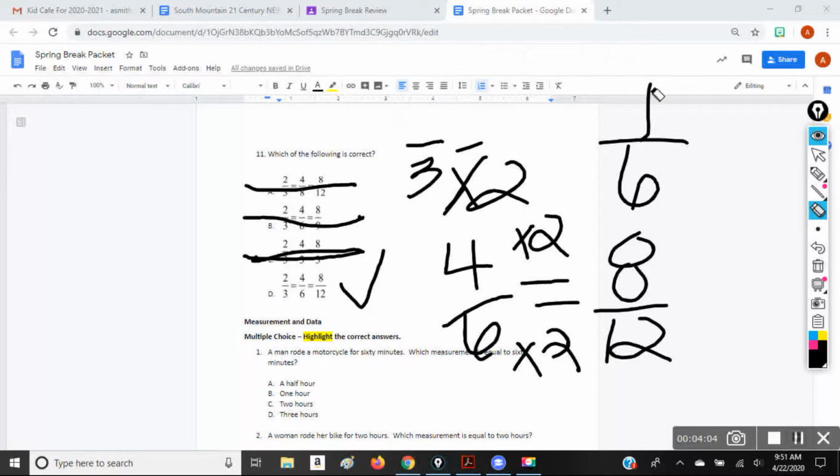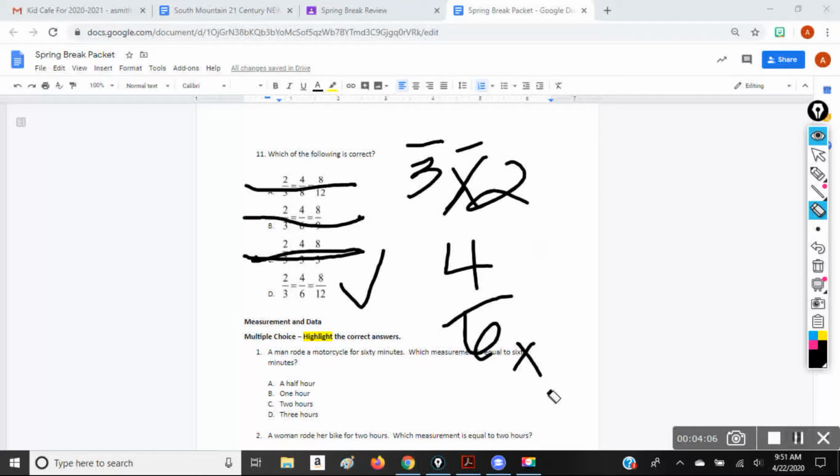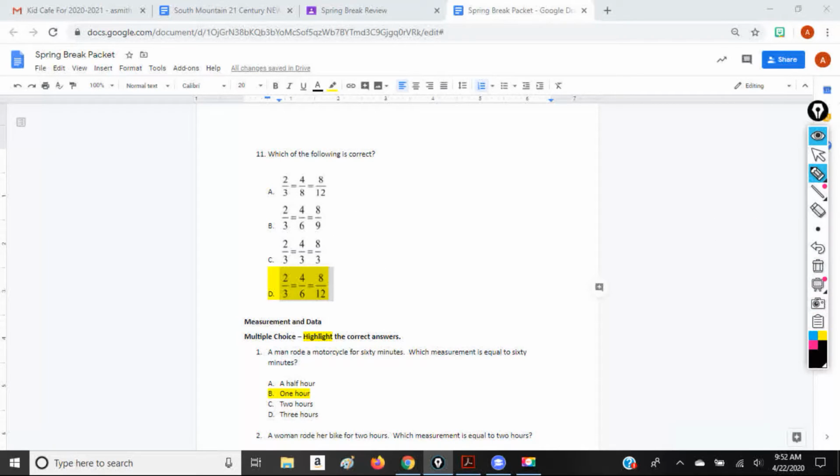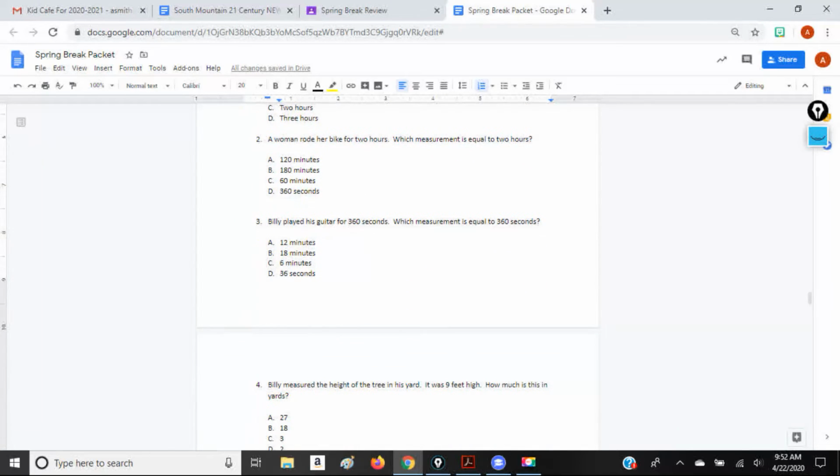The next section that we're moving on to is measurement and data. Hopefully you watched the video with conversion notes and wrote those notes down in a notebook or on a paper for you to utilize. A man rode a motorcycle for 60 minutes. Which measurement is equal to 60 minutes? Well, 60 minutes is 1 hour. Answer B. Now that my choices are highlighted, I'm going to move on.